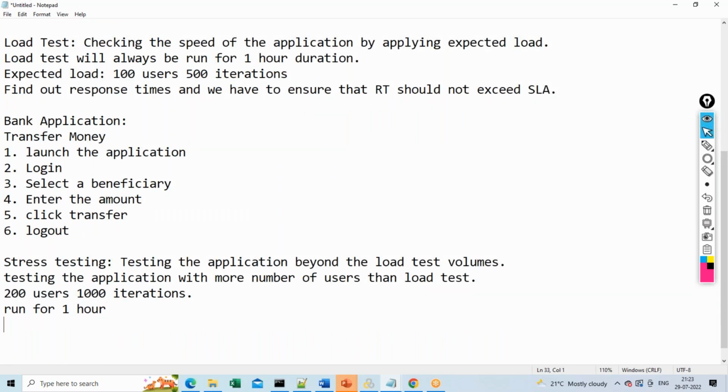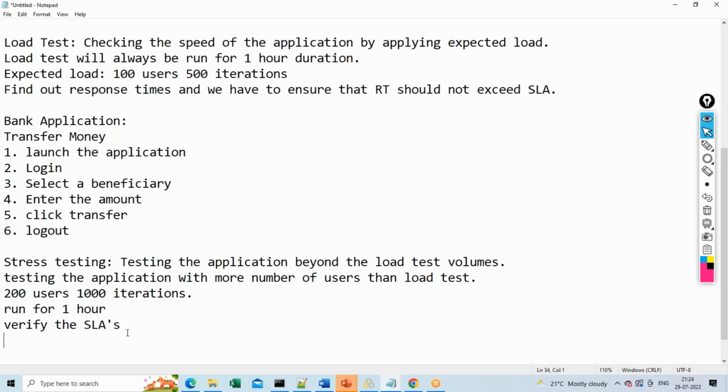After that you have to check the SLAs here also. Verify the SLAs. When you are stressing the application with more number of users than the load test, how is the application responding? What are the response times you are getting? Are the response times within the SLA or not? This is the main criteria of stress testing, guys.